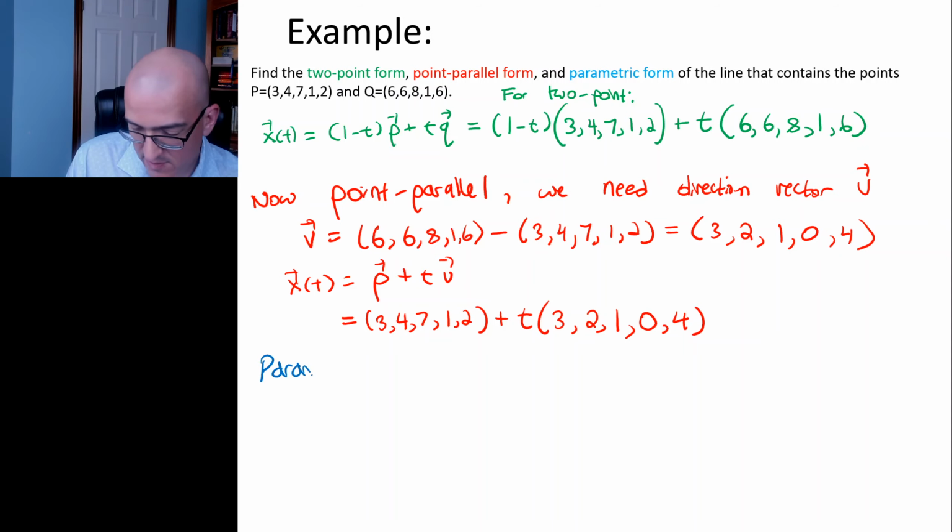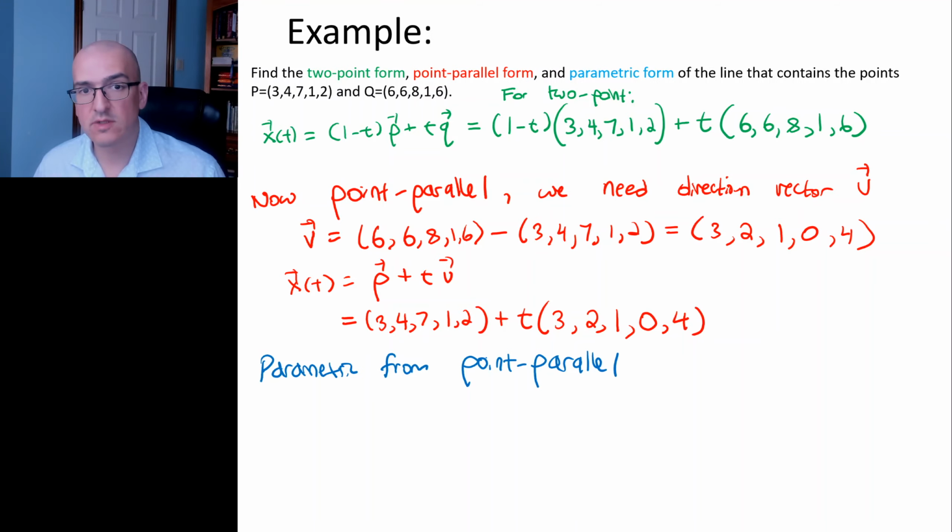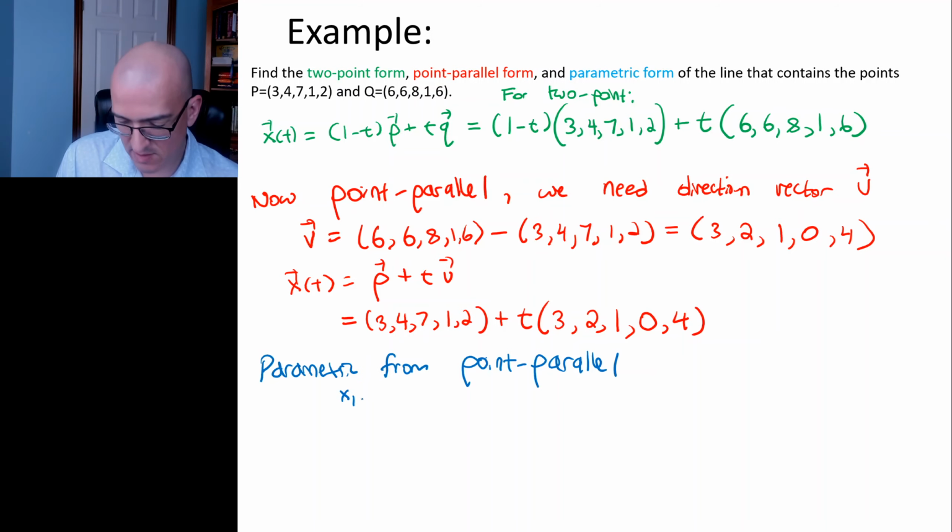Parametric from point parallel. I'm not going to say x equals 3 plus 3t. I'm going to say x1 equals 3 plus 3t. And then the second component, which we'd normally call y, I'm going to call x2. x2 is equal to 4 plus 2t.